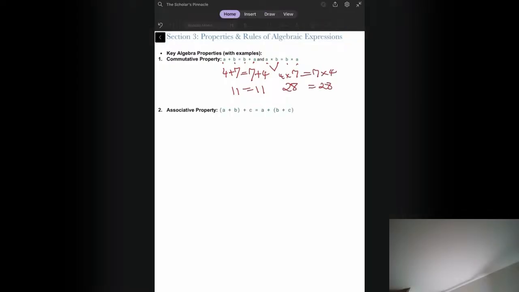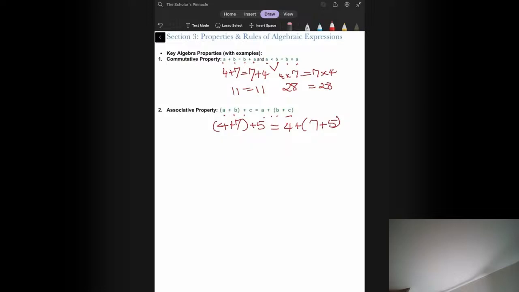Property number 2, associative property. A plus B, in parentheses, plus C is equal to A plus B and C in parentheses. We can take, for example, let's keep our 4 and 7 from above. 4 plus 7, in parentheses, plus 5 is equal to 4 on its own plus 7 plus 5.